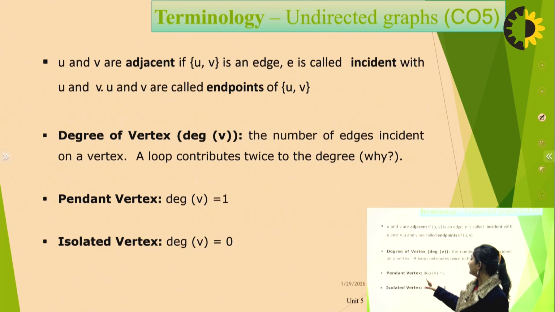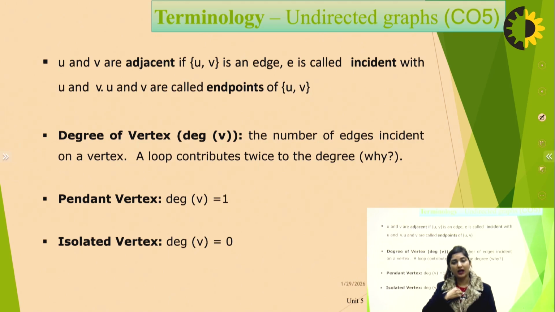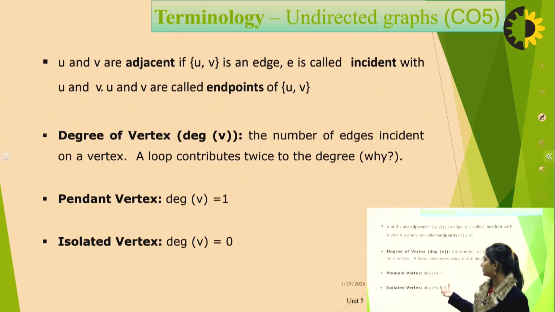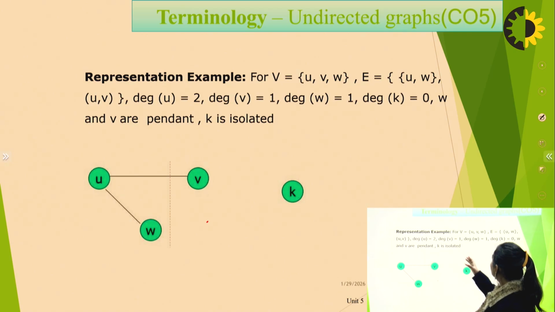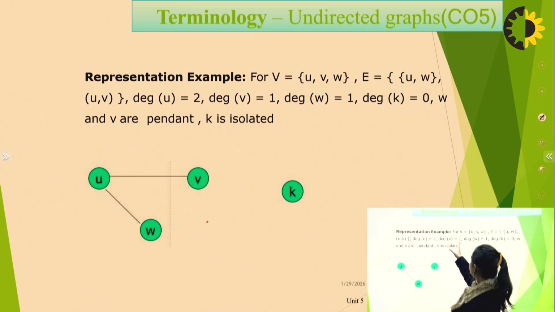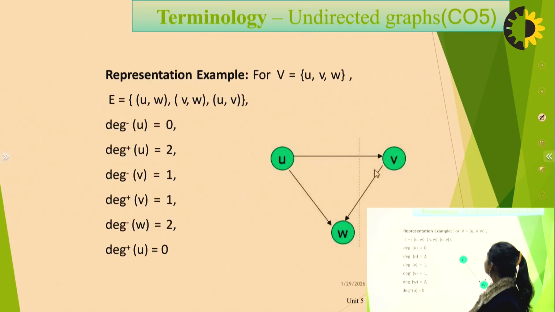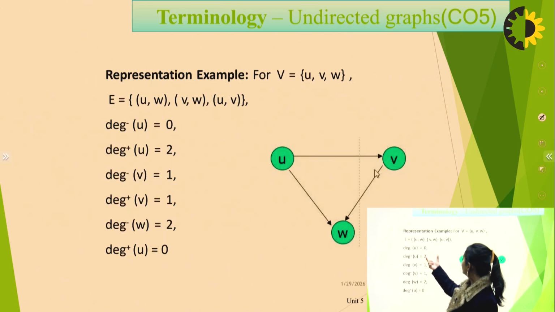Pendant vertex: if the degree of a vertex is 1, it's a pendant vertex, like a pendant. You can see that for that vertex the degree is 1, there's only one edge incident to it. Isolated vertex: if the degree is 0, it's isolated, just a point in space. Representation examples: if any vertex has degree 1, this is how you represent it, degree of V is equal to 1. Now, next are examples. So, here is a representation.